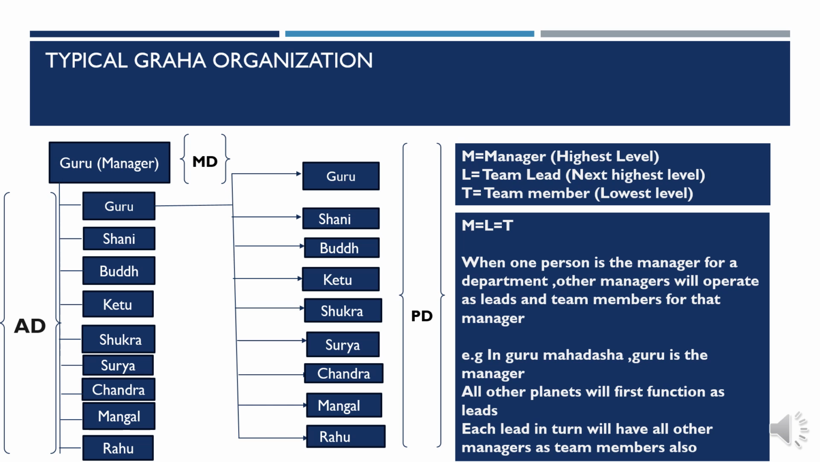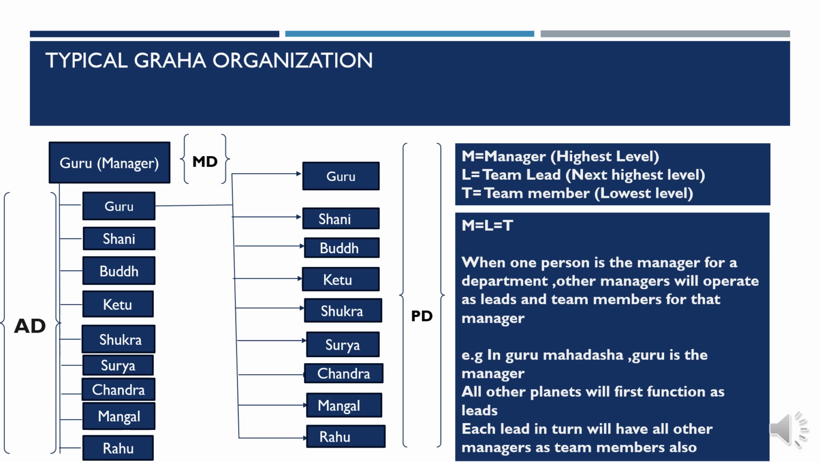So this is in short the concept of Mahadasha, Antardasha and Pratyantardasha. Now how do you calculate the duration of the Antardasha? Let us say we know that Guru Mahadasha is going on and Guru's Mahadasha is for a total of 16 years. Now we want to calculate the duration of Shani Antardasha within Guru Mahadasha.